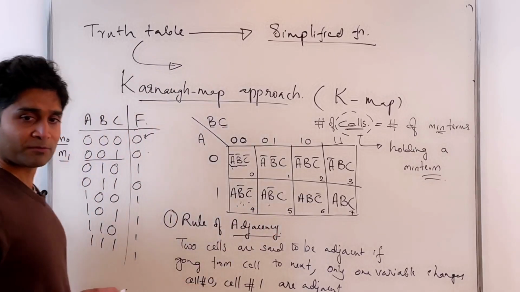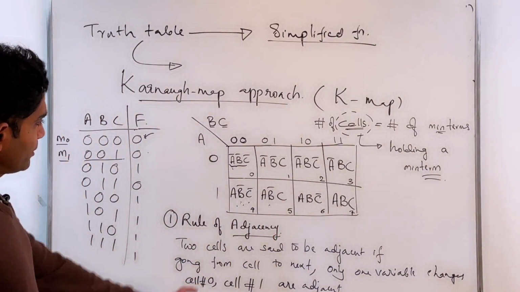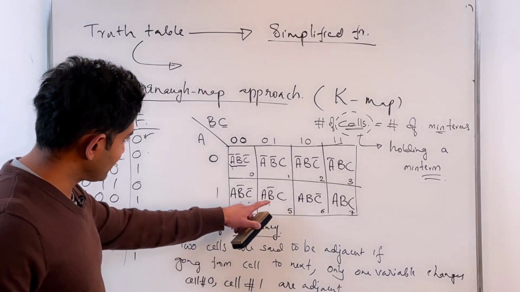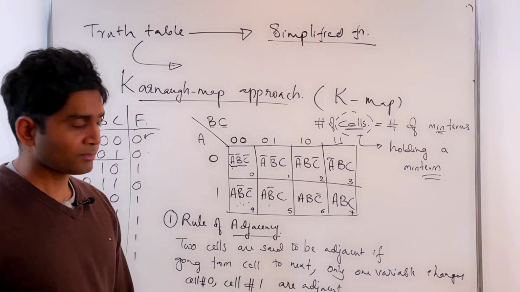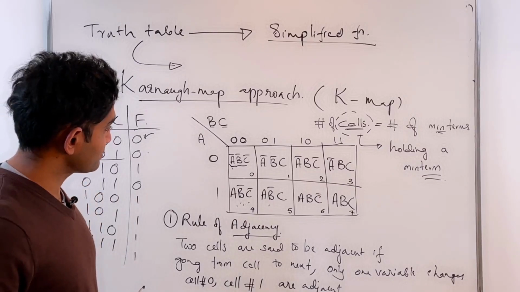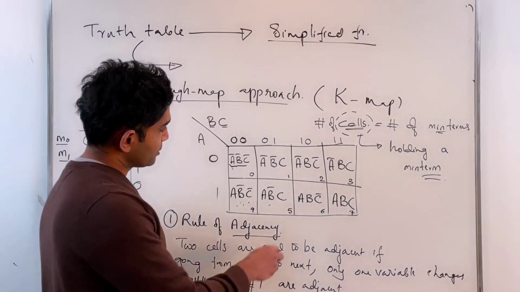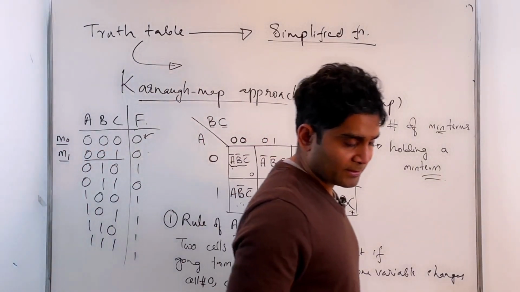Are they adjacent? 4 and 5? A is common. B prime is common. C changes. 4 and 5 are adjacent. Only one variable changes. They're adjacent. What about 1 and 2? Are they adjacent?